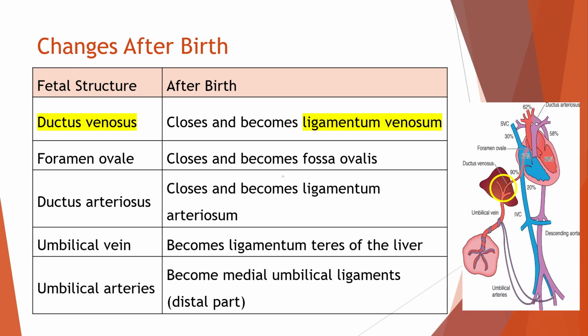First is the ductus venosus. During fetal life, it bypasses the liver. After birth, once the umbilical cord is cut, blood no longer comes from the placenta. So the ductus venosus closes and becomes a fibrous structure called the ligamentum venosum.